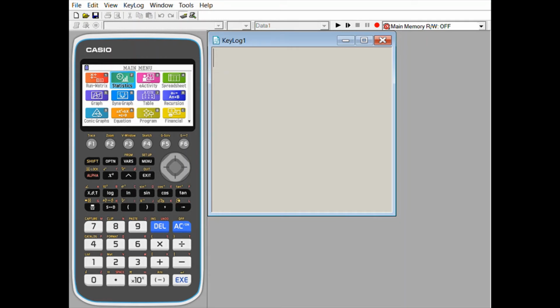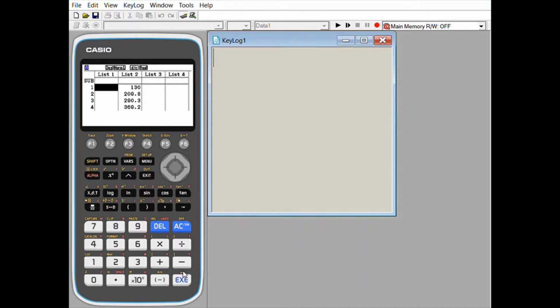We are looking at the calculator now. To do this example, you're going to need to use the statistics function, so this one here. And we've got list 1, list 2. In the example, we need to plot a graph of this data on the GDC.